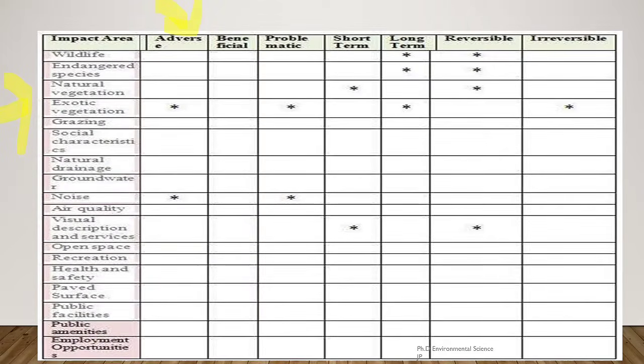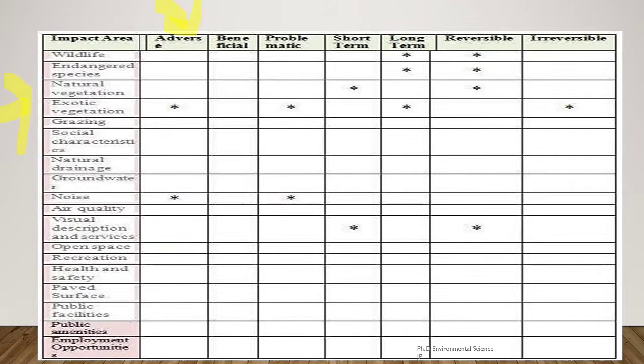So this is the example of Ad-hoc method. Now in this you can see on the left side the impact areas are given. Means it will list various environmental parameters or impact areas such as wildlife, endangered species, natural vegetation and many more. Means if the project is constructed at a particular place, it will have impact on the environmental parameters. So those environmental parameters are listed at this side.